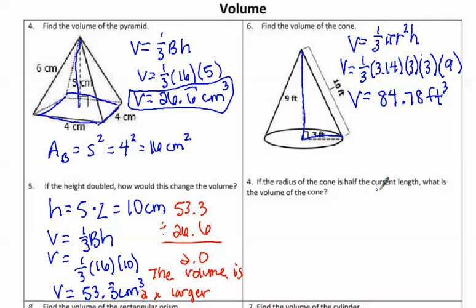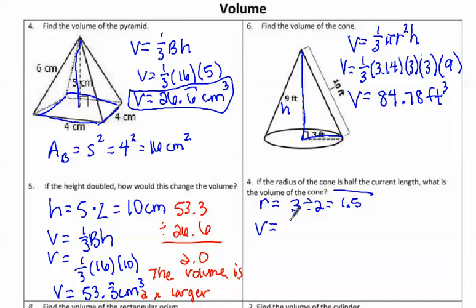If the radius of the cone is cut in half of its current length, what would the volume of the cone be? So if the radius is 3, and I divide that by 2, you get 1.5. And the height is still 9.